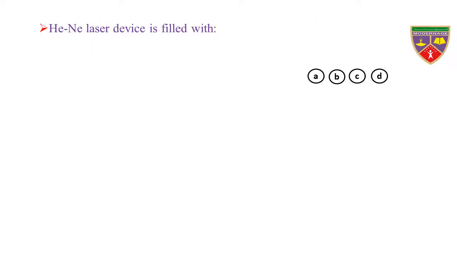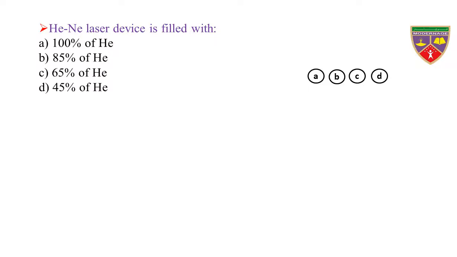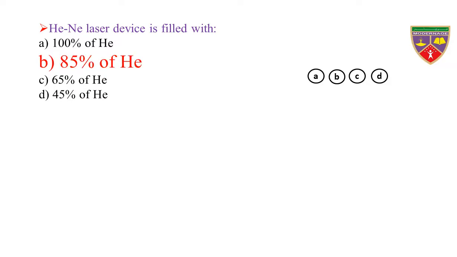Helium neon laser device is filled with option A, 100% of helium, option B, 85% of helium, option C, 65% of helium, option D, 45% of helium. The key is 85% of helium. Therefore, the correct option is B.